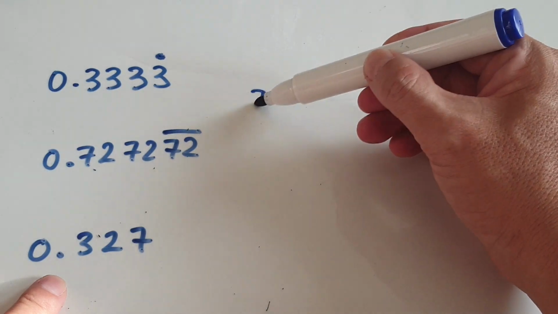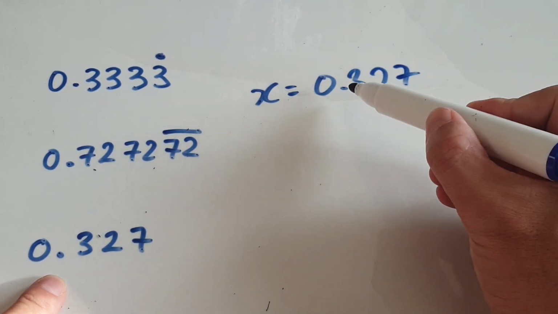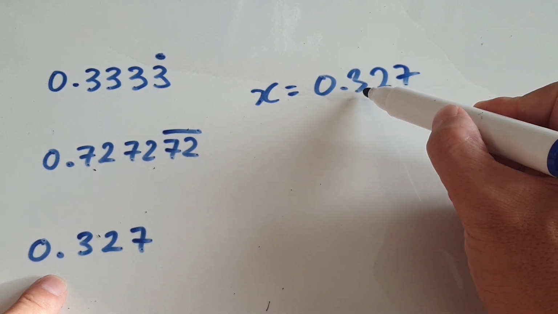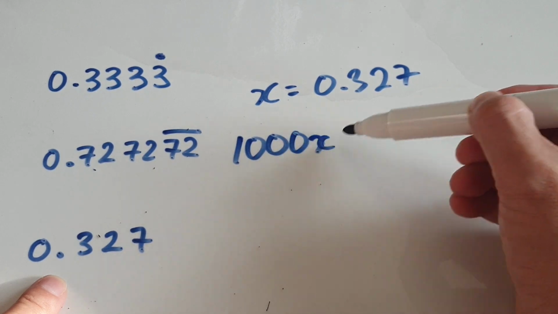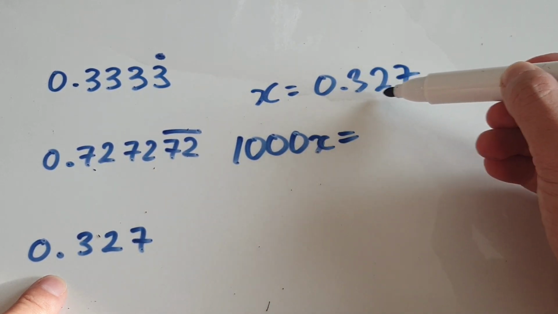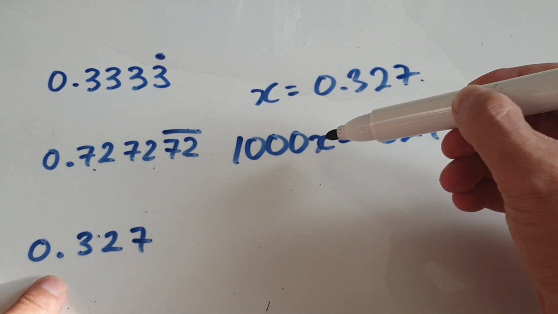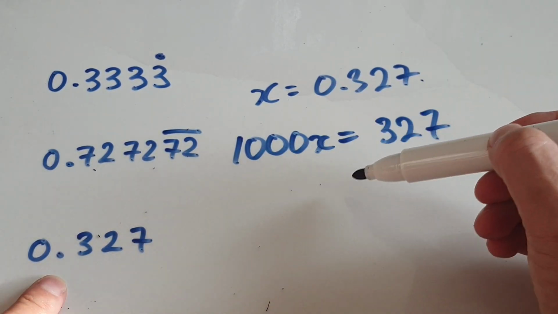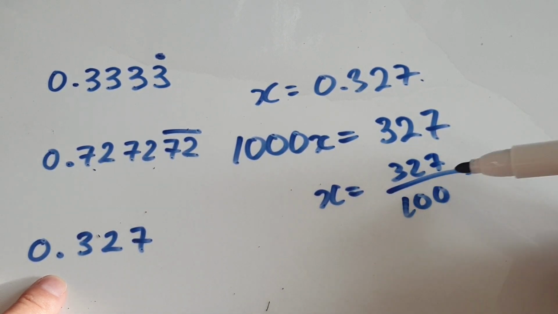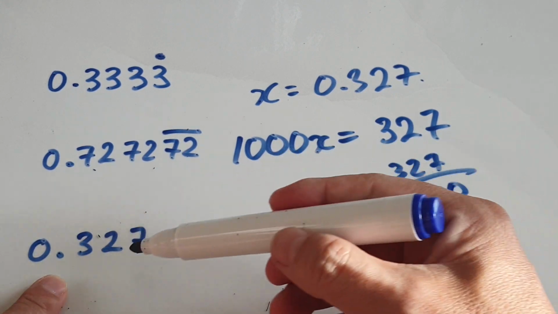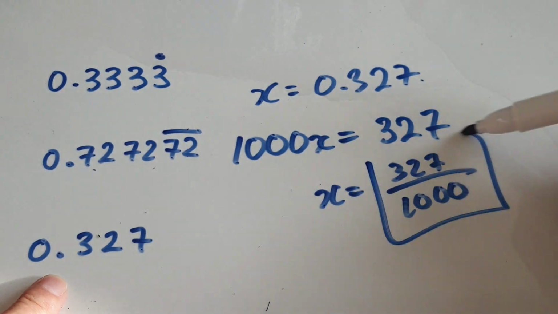So any number that terminates, that comes to a stop, you can represent it as a fraction. So let x be this number, 0.327, times both sides by 1000. So 1000x, times this by 1000, 1, 2, 3. So that would be 327. Get x on its own because x represents this number, equals 327 over 1000. There. Basically, any number that comes to a stop, you can just use this technique to represent it as a fraction. Okay.